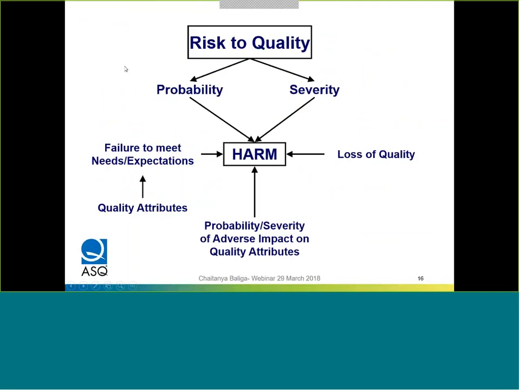The key thing when we look at risk to quality, we always focus on probability and severity. When we use FMEA, we try to use a detection element in it to give a three-dimensional element to it. But most of the risk management standards usually focus on probability and severity and talk about harm to the users or the patients in case of pharmaceuticals or medical devices. Or in another kind of environment, we would call it loss of quality. And these quality attributes basically talk to failure to meet the needs or expectation of the client or the user. And the probability or the severity is really driven by the adverse impact on the quality attributes. So that's how we define harm.